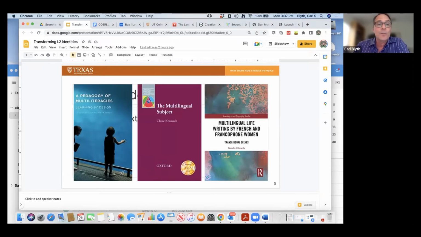So here are the books then that I think inform what we're trying to do. Pedagogy of Multiliteracies.